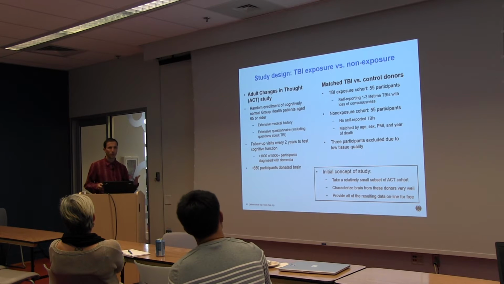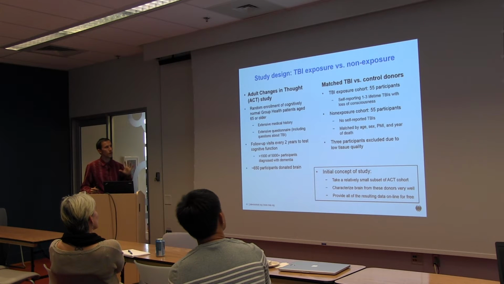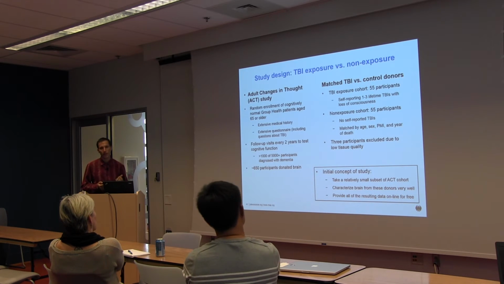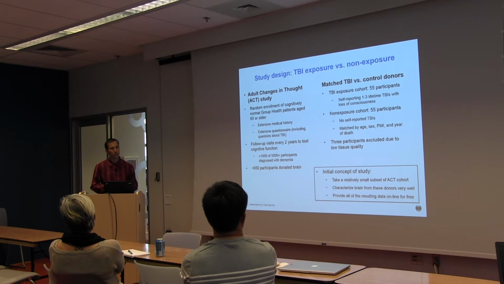A subset of those people agree to donate their brain when they die, and about 650 of them have done that so far. And what we have is 107 brains from this 650 cohort. 55 of them are people who had self-reported 1 to 3 lifetime traumatic brain injuries with loss of consciousness. And then there was a non-exposure cohort of the same number of donors who didn't report traumatic brain injury, and they were matched by age, sex, post-mortem interval, and year of death. And then we had to exclude 3 for low tissue quality. So this is designed as an exposure, non-exposure cohort.